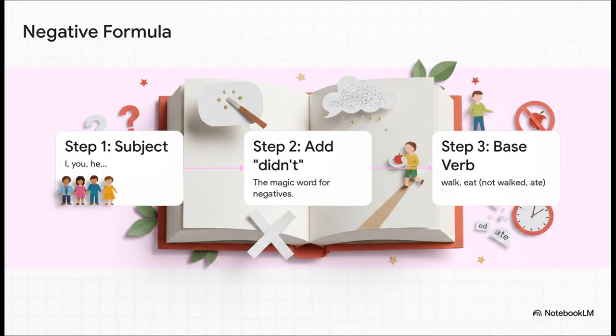You take your subject, then you add the magic word didn't. But pay close attention to step 3 because this is where everyone gets tripped up. After didn't, the verb goes back to its original, normal form, the base verb. No ed, no special stuff.